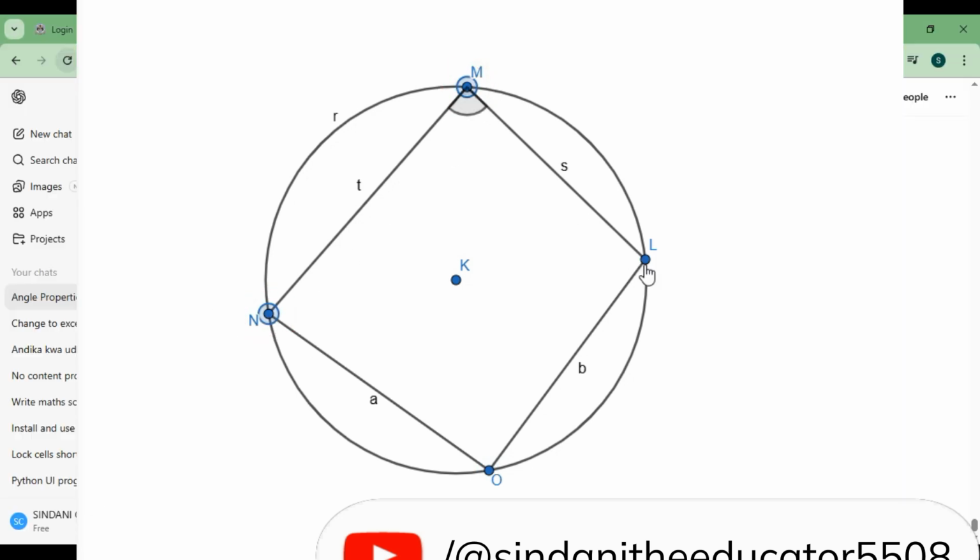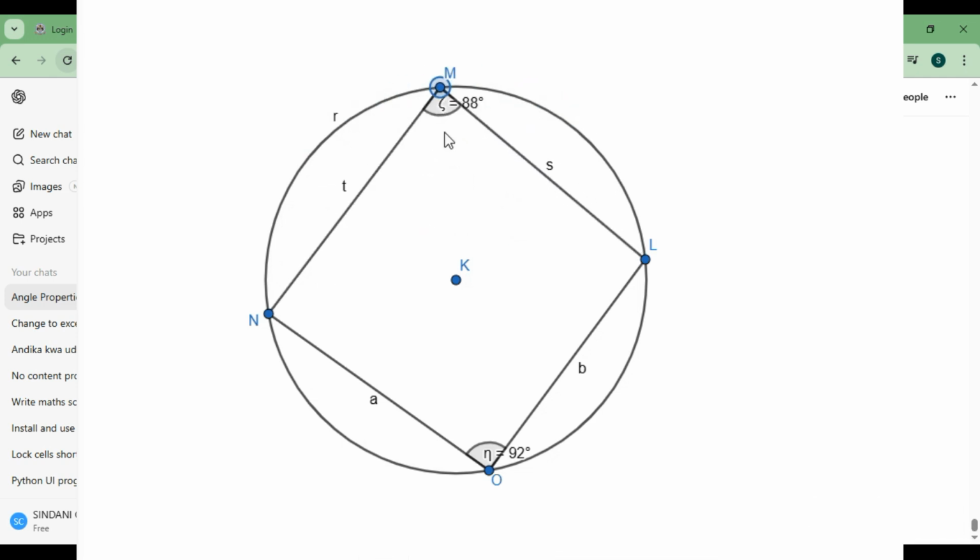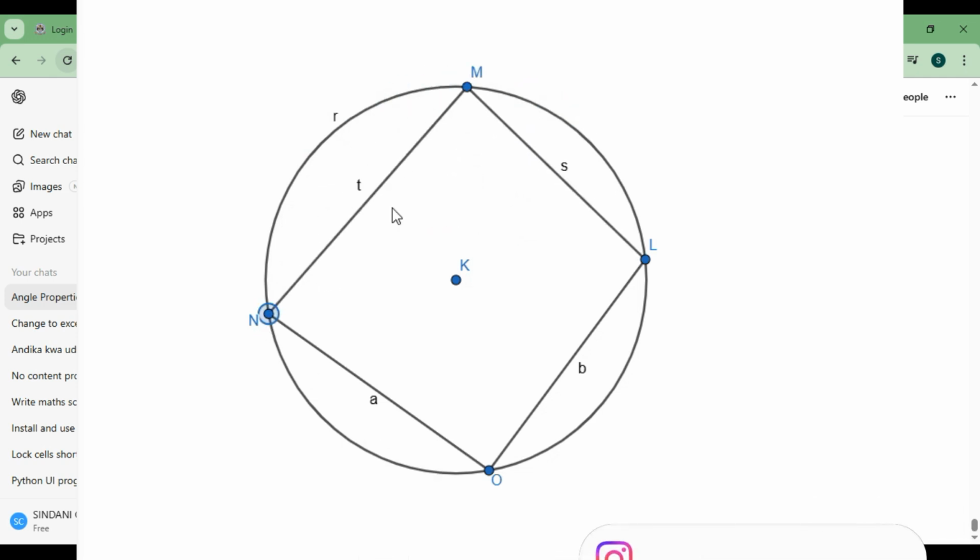A cyclic quadrilateral is a 4-sided figure whose vertices lie on the circumference of a circle. In a cyclic quadrilateral, the sum of a pair of opposite angles is 180 degrees. If one angle measures 110 degrees, what is the size of the opposite angle? The opposite angle will be 70 degrees.